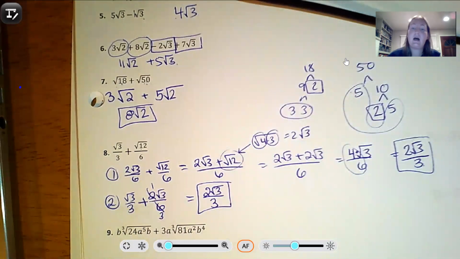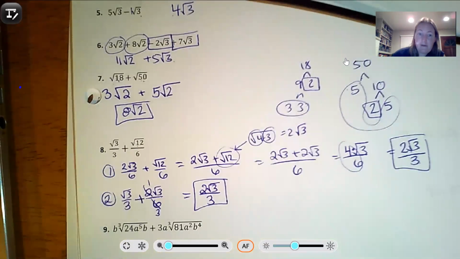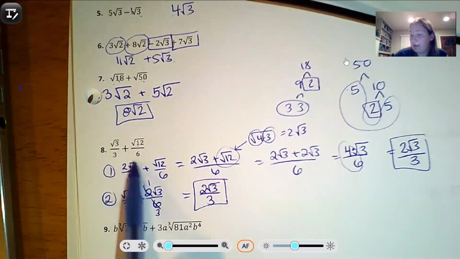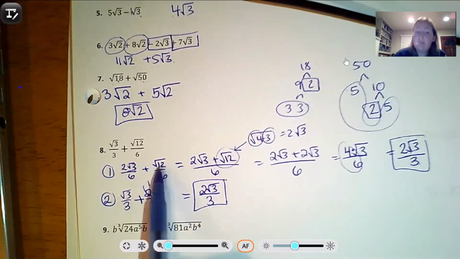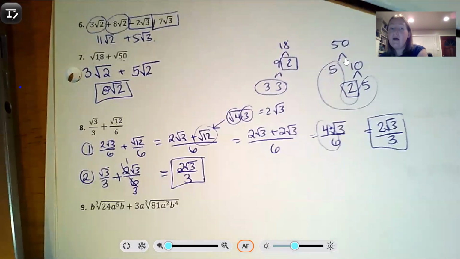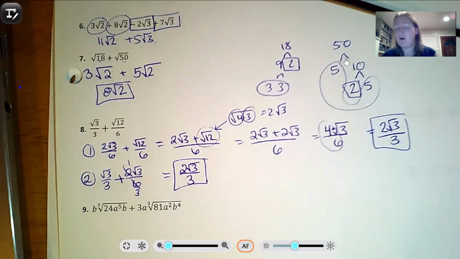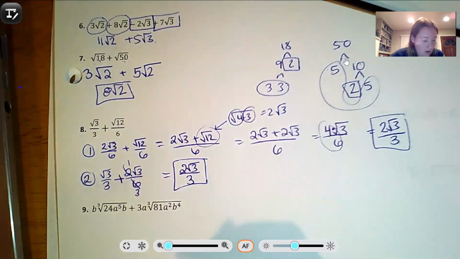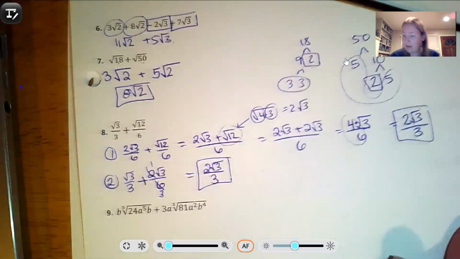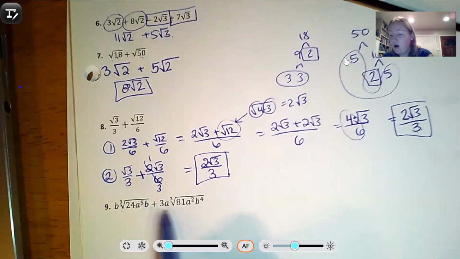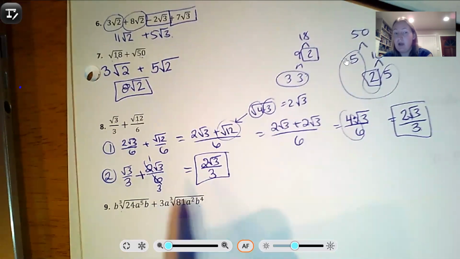So you could have approached it either way. You could also have approached this with making this 6 and simplifying this way back here. So there's a couple different options. Just make sure you don't combine unlike things and that you do think about how you can reduce your radicand.